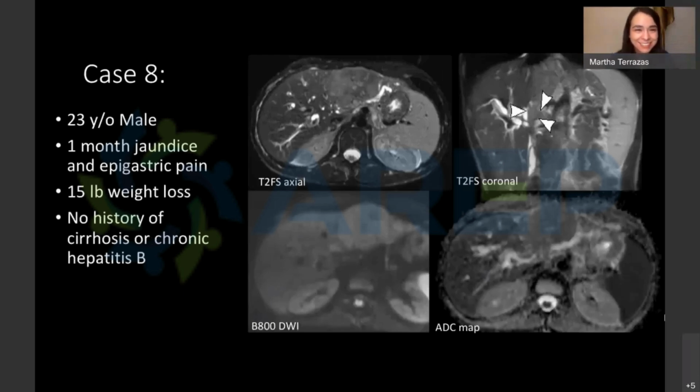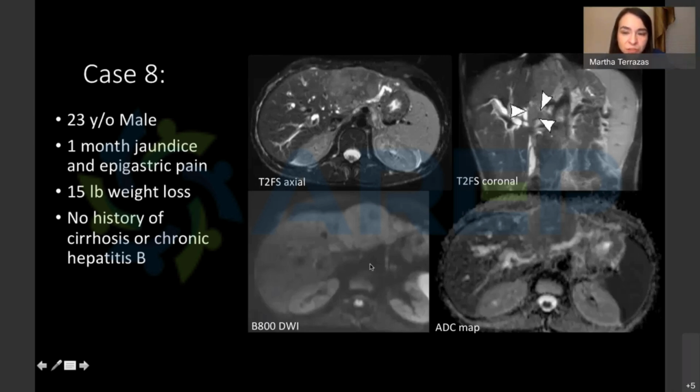Okay, great. Case 8. So a 23-year-old male, he's young, with 1 month of jaundice and epigastric pain, and 15-pound weight loss. So that's concerning history. No history of cirrhosis or chronic hepatitis B. I'm giving you our T2 FATSAT axial, T2 FATSAT coronal, and our diffusion weighted imaging, high B weighted value DWI, and our ADC. On our T2s, we see there's this lesion here in the left hepatic lobe that is heterogeneously gray. We do see that this mass is causing biliary dilation, where I put all my arrows.